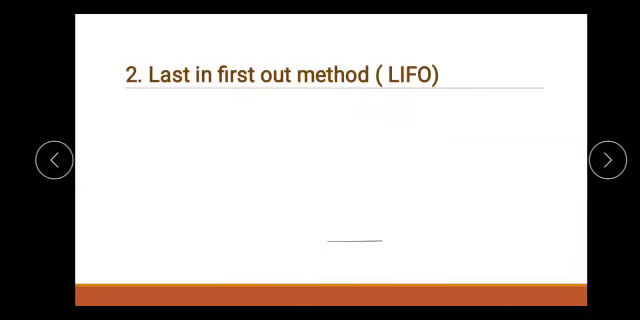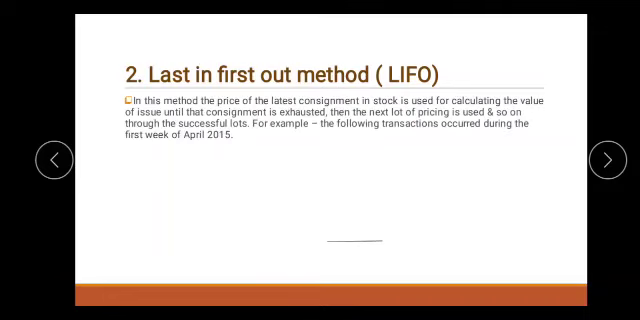Second method, last in first out method, LIFO method. In this method, the price of the latest consignment in stock is used for calculating the value of issue until that consignment is exhausted. Then the next lot's pricing is used and so on through the successive lots.